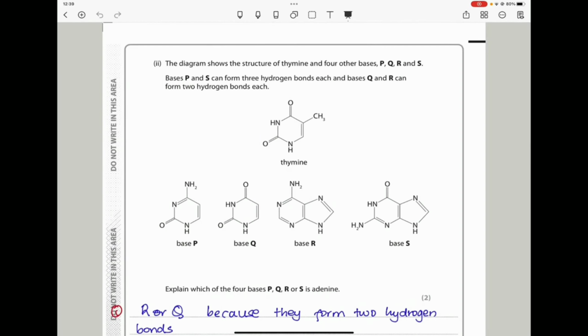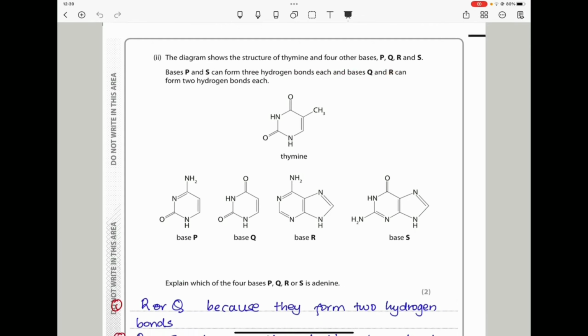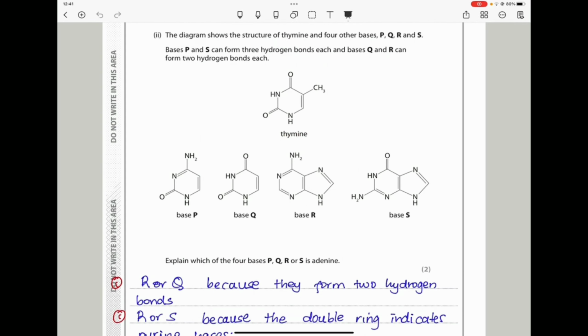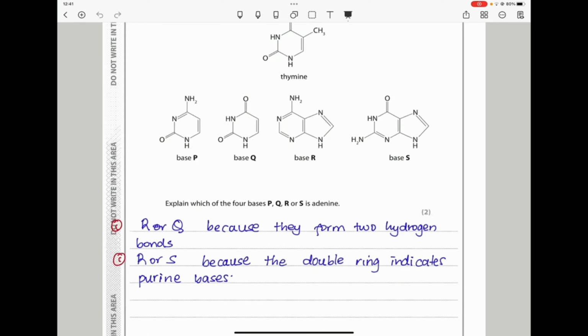Moving on. The diagram shows the structure of thymine and 4 other bases. We have P, Q, R, and S. Base P and S can form 3 hydrogen bonds each, and base Q and R can form 2 hydrogen bonds each. So here we're given thymine and the other bases. They say explain which of the 4 bases, P, Q, R, or S, is adenine.